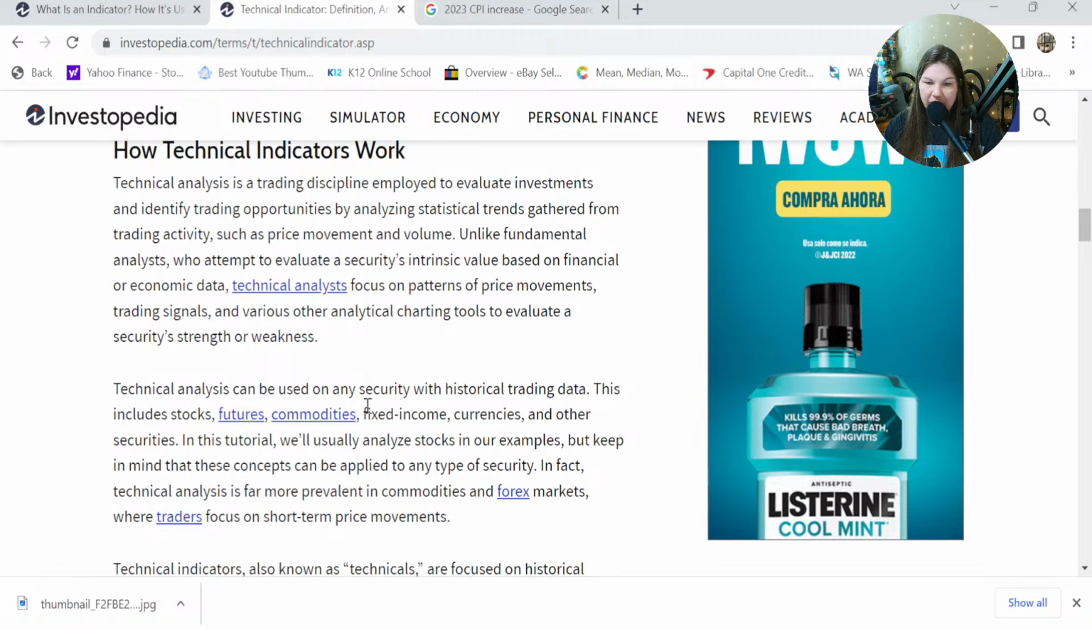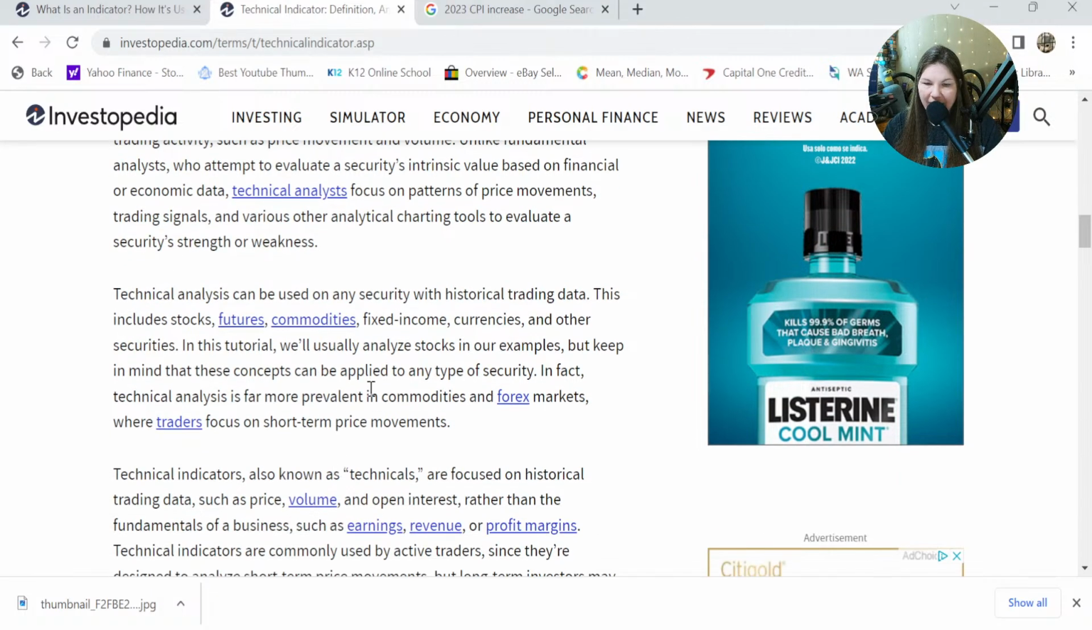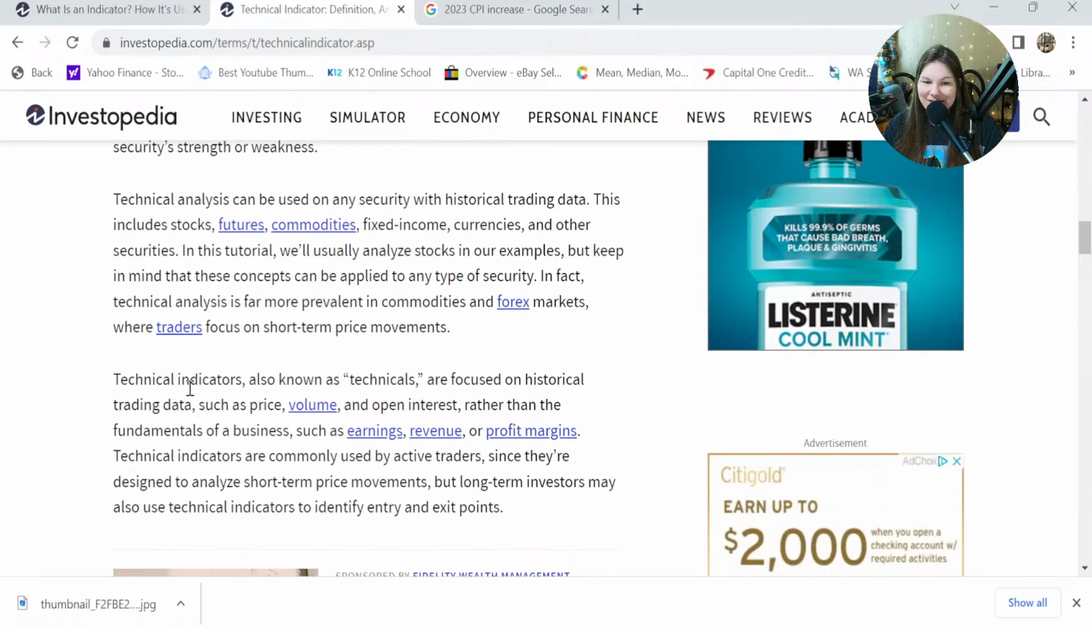Technical analysis can be used on any security with historical trading data. This includes stocks, futures, commodities, fixed income, currencies, and other securities. In this tutorial, we'll usually analyze stocks in our examples, but keep in mind that these concepts can be applied to any type of security. In fact, technical analysis is far more prevalent in commodities and forex markets, where traders focus on short-term price movements.